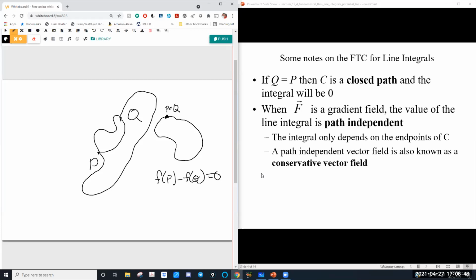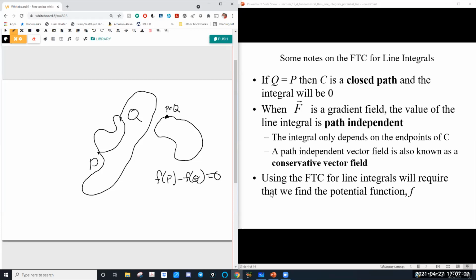Also path independent vector fields. Those two terms are synonymous, or we could call it a gradient field. All three of those things are telling us the same thing. It doesn't matter what path we take to get from one point to another, our line integral is going to come out the same. Now, to do the fundamental theorem, it is going to require that we find the potential function. So we're going to talk about that in a couple slides.